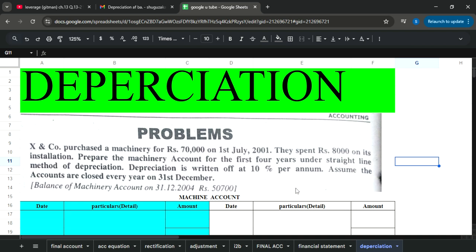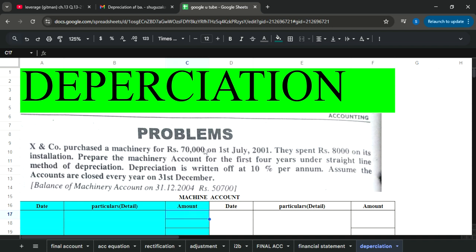So we are ready to start our question. Let's begin. X purchased a machinery. Now you can see that you have purchased the machine. There is an increase in asset. So you will mention this amount on the debit side.